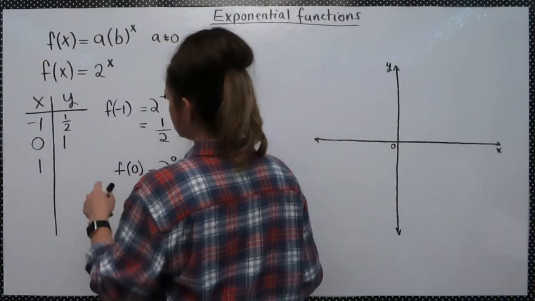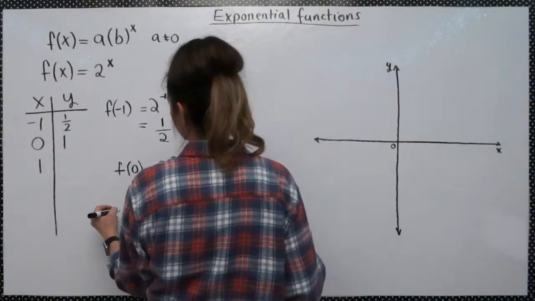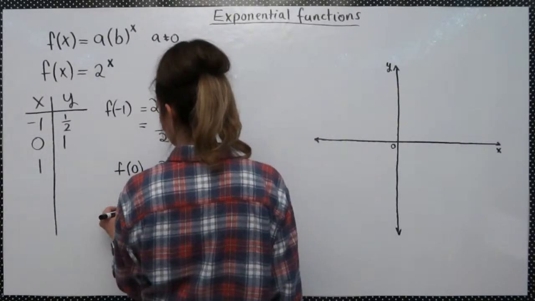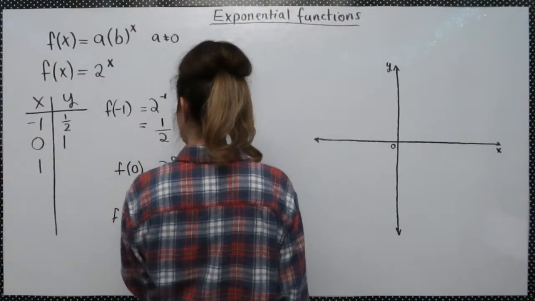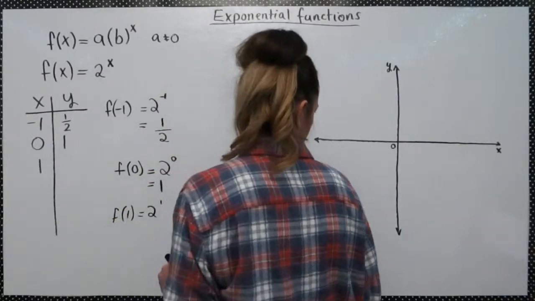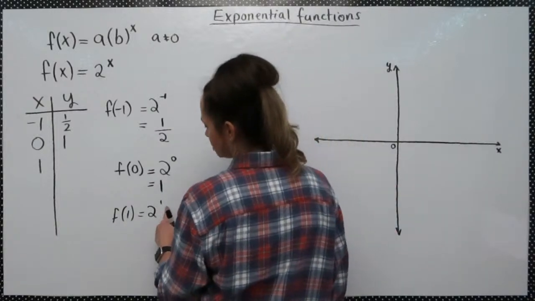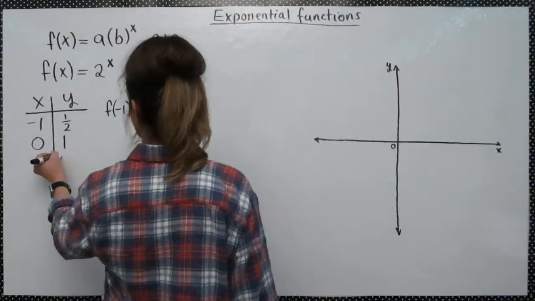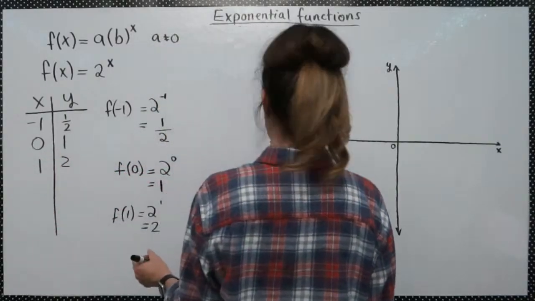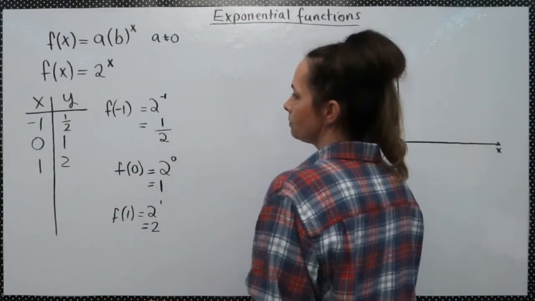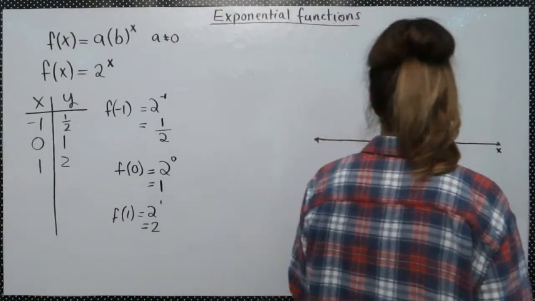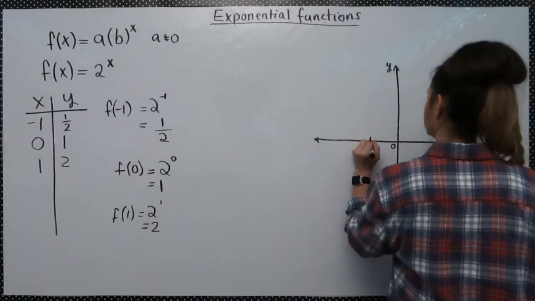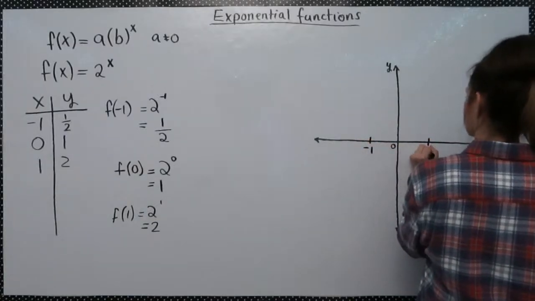So we have this function on here. And then one more evaluating: f of 1 here is going to be 2 to the first power. 2 to the first power is just 2. All right, so we have a couple of ordered pairs here we can sketch. We'll say -1, 0, and +1.